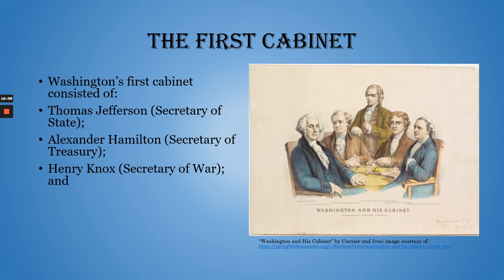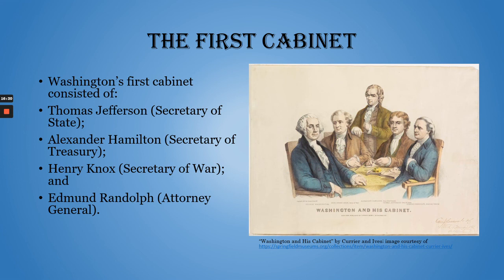Henry Knox, who was a Revolutionary War general under Washington, is going to be named the first Secretary of War to run the War Department. And finally, as we mentioned before, Edmund Randolph is the Attorney General, the first Attorney General. He's going to run the Justice Department. And that was it. You had 4 departments run by four people.